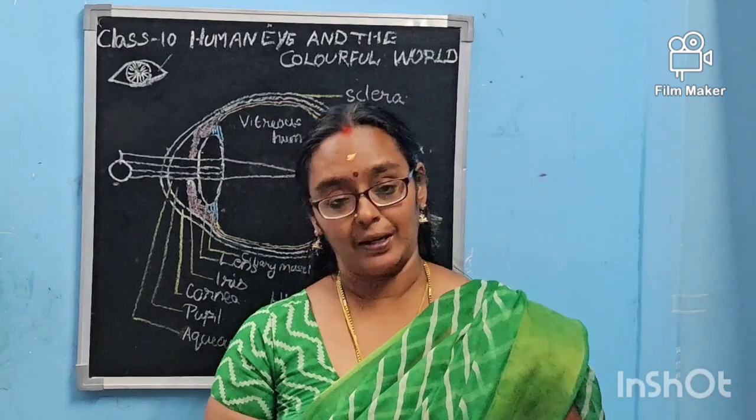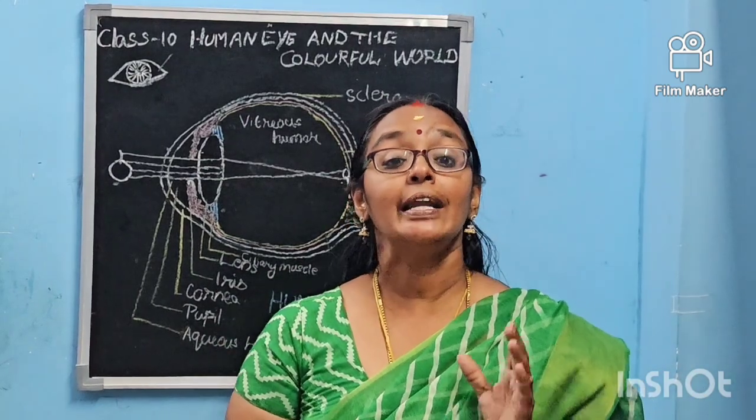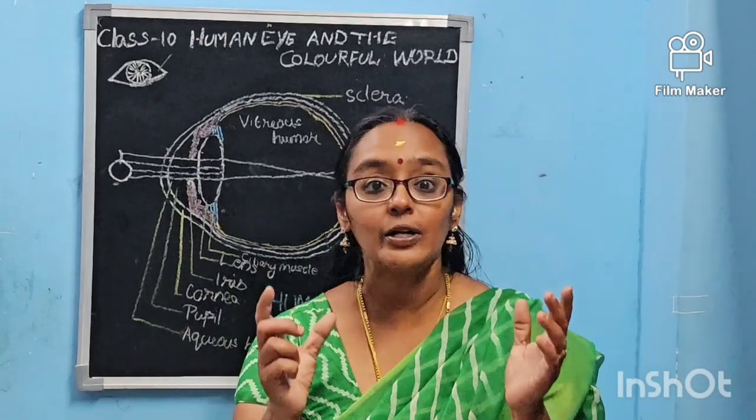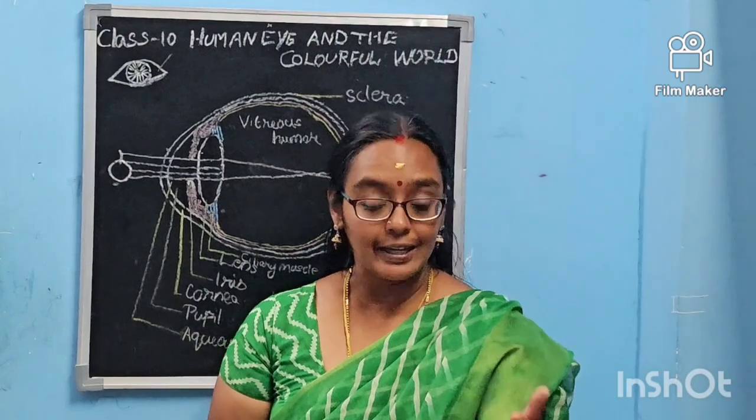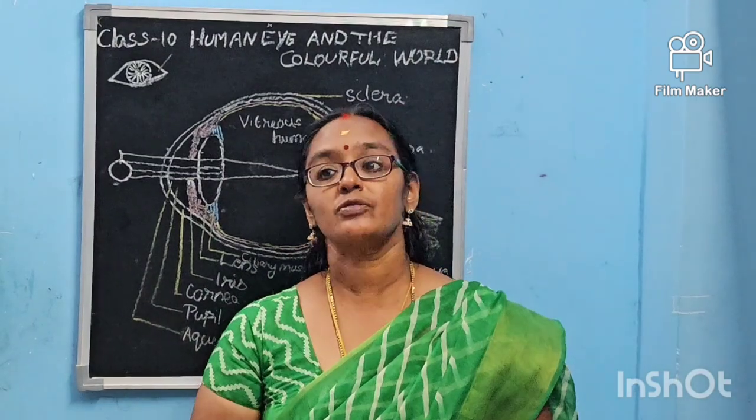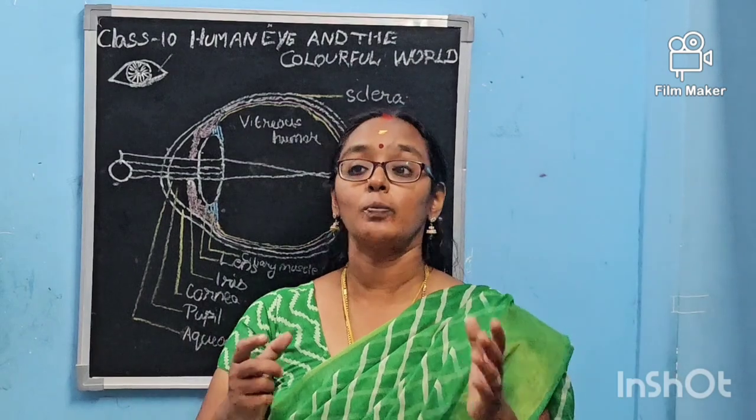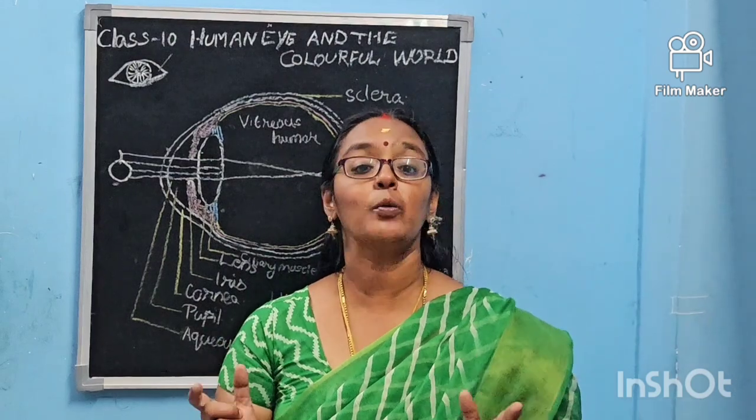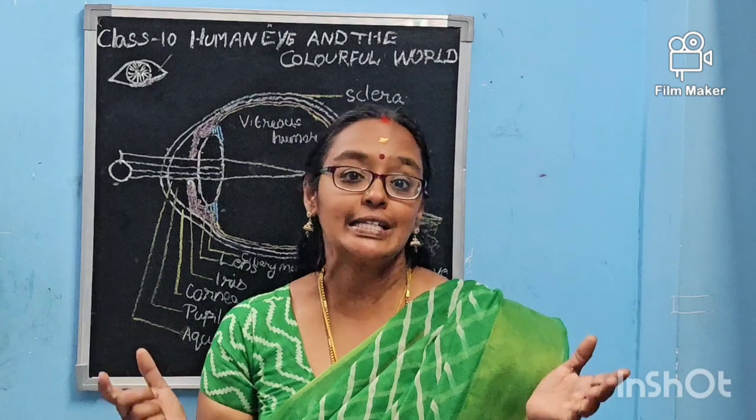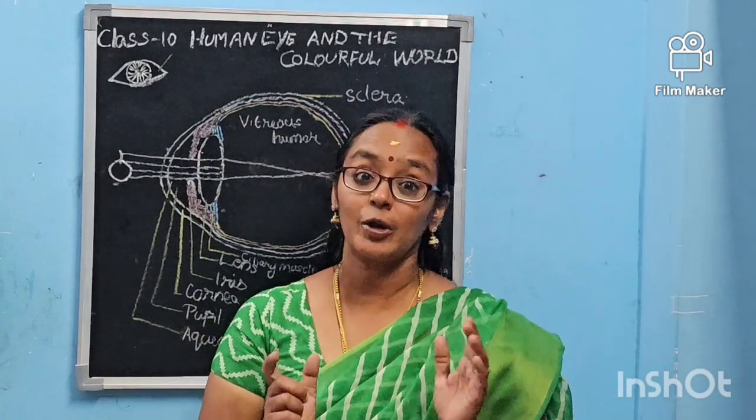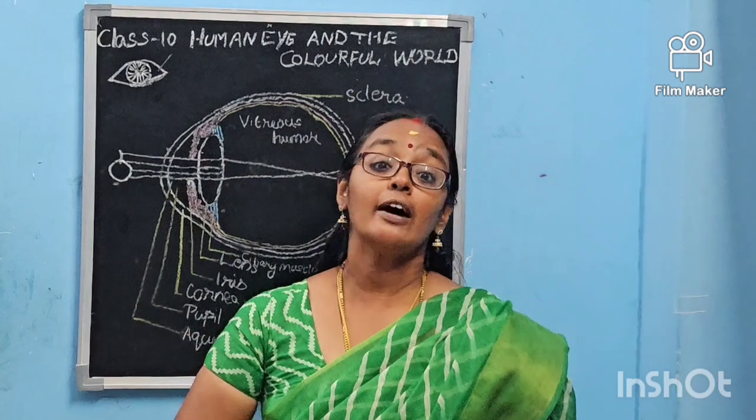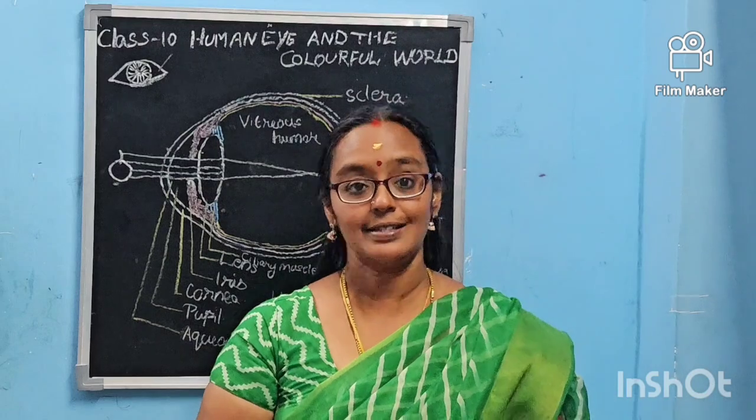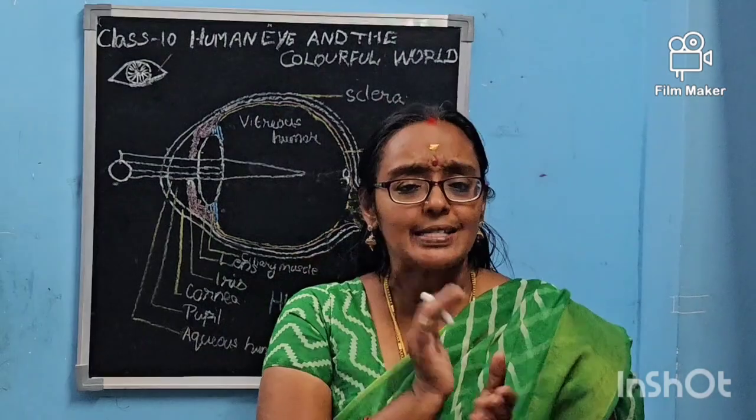First is myopia. Myopia is also called nearsightedness. It means we are able to see the things near to us clearly, but it is very difficult for us to see the objects which are far away. This is for people who are suffering from myopia, and it includes me also, I am having myopia. So the far away things or far away objects cannot be seen clearly. This is myopia. Why is it so?